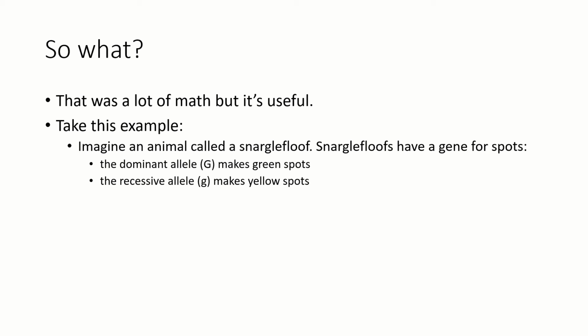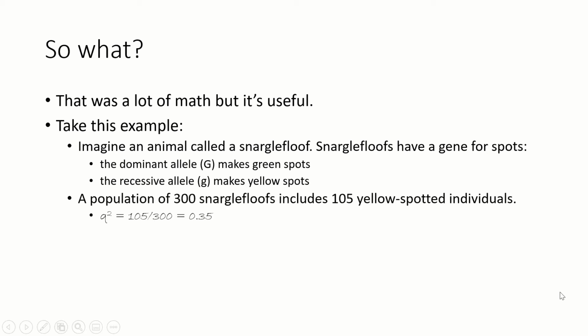Imagine the snarglefloofs have a gene for spots. 2 alleles, simple dominance and recessive, easy stuff. The dominant allele makes green spots. The recessive allele makes yellow spots. We're going to use capital G, lowercase g.